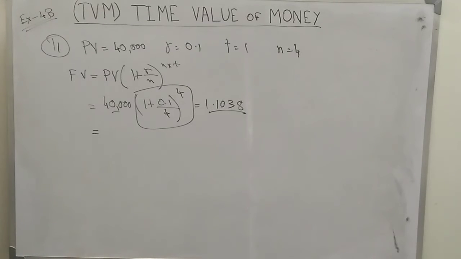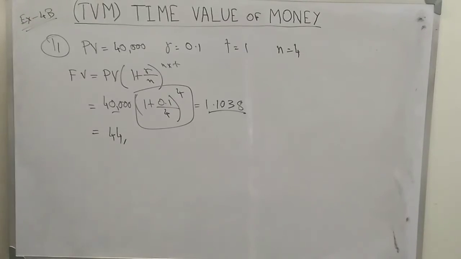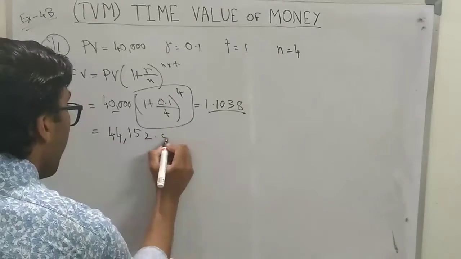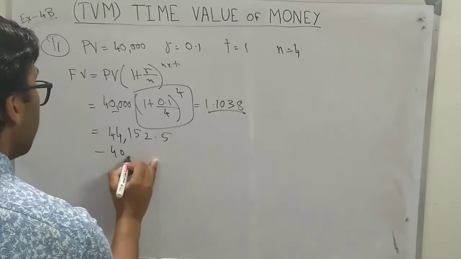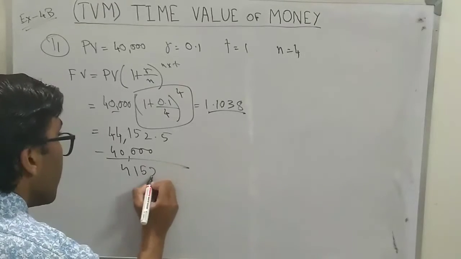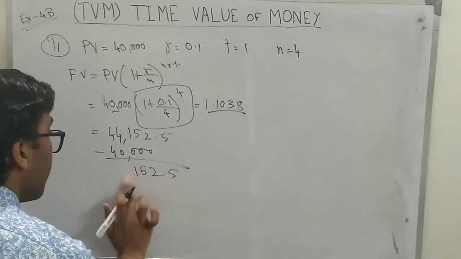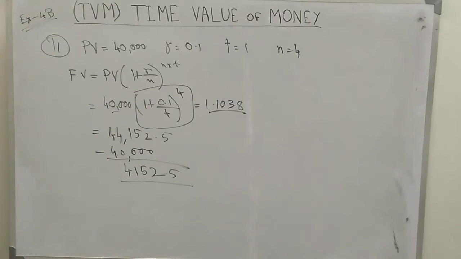The amount is 44,152.5. But you have to again calculate just the compound interest, not the accumulated amount. That means minus 40,000, which is 4152.5, which is option number C.